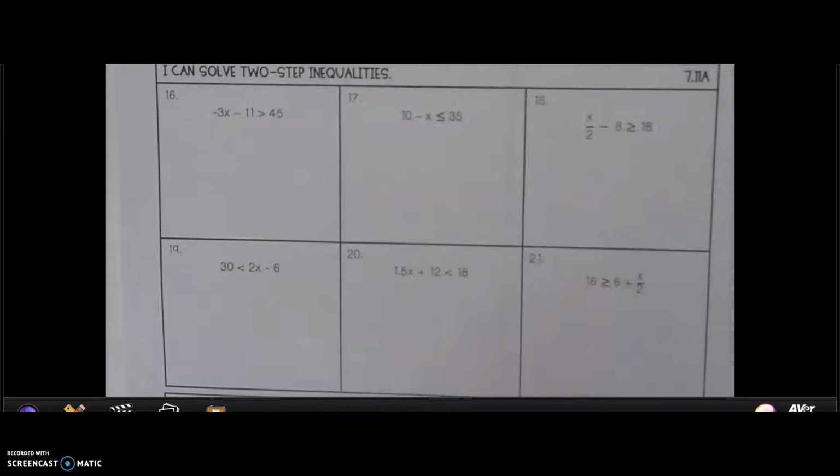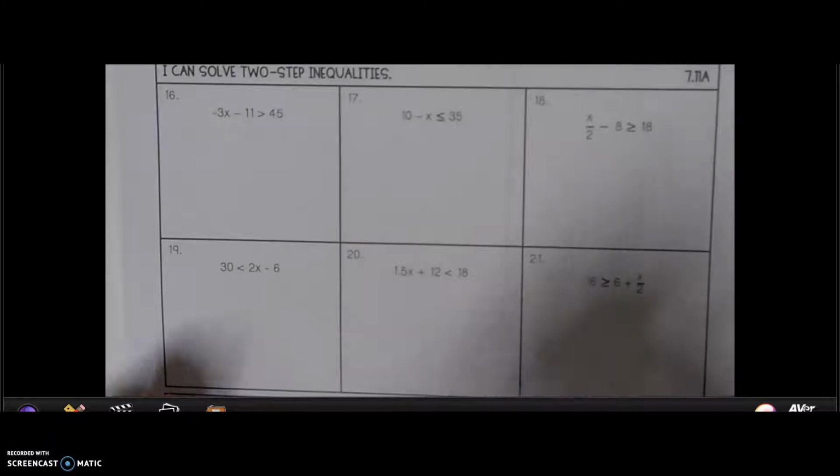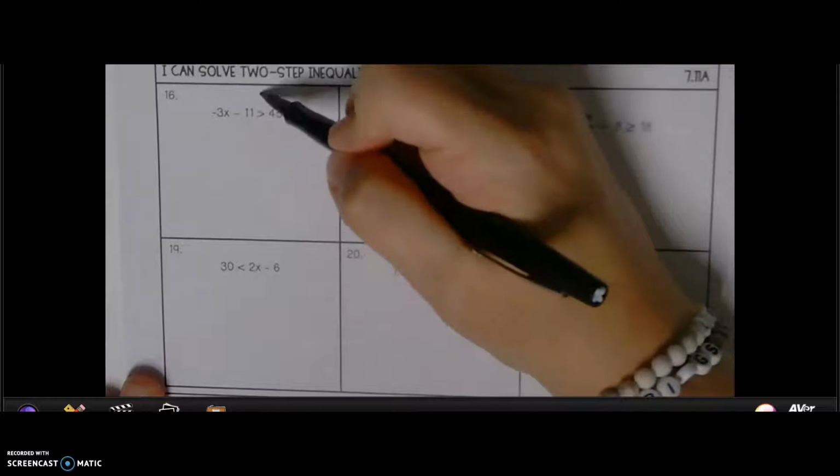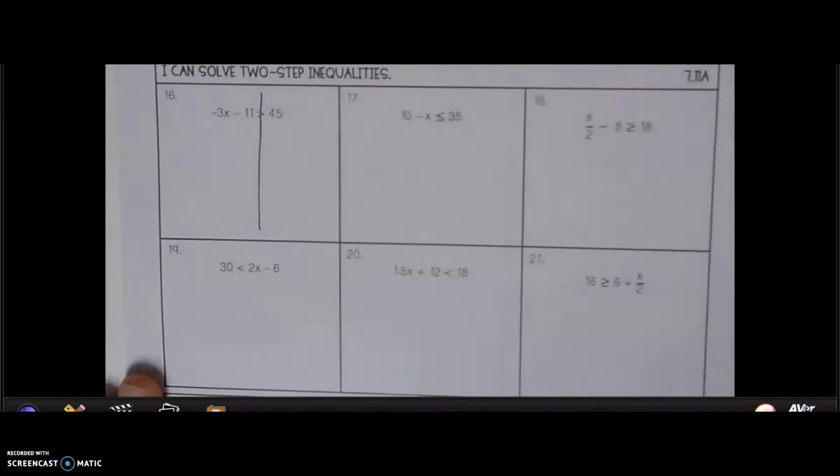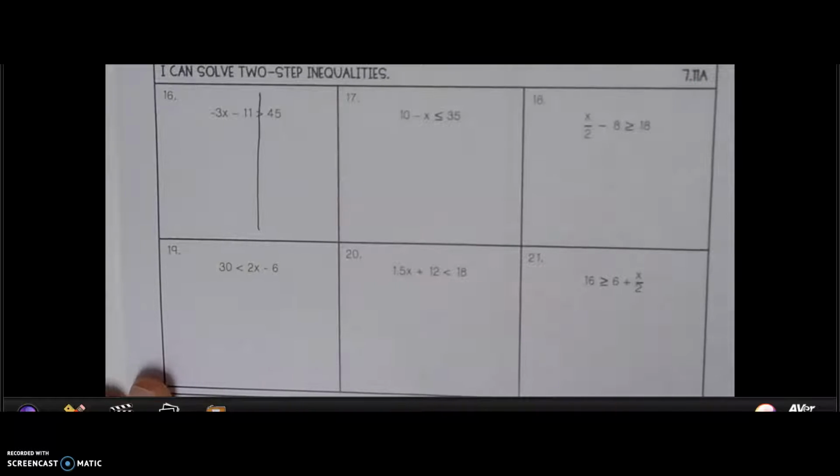So number 16, I can solve two-step inequalities. Remember that the difference between an equation and an inequality is that an equation has one answer, and that an inequality can have many different possible answers. Okay. Also remember that we need to keep in mind that with inequalities, should we multiply or divide by a negative, we have to flip the inequality sign.